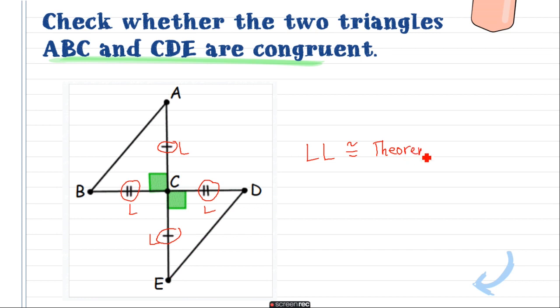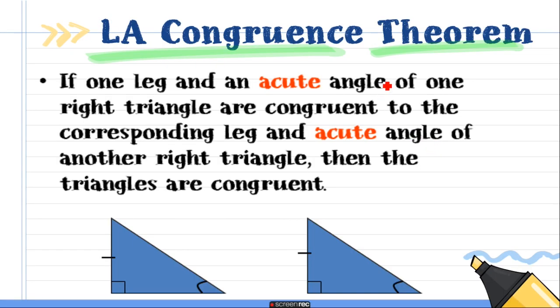Next, the following theorem is the LA Congruence Theorem. What do we mean by LA? If one leg and an acute angle of one right triangle are congruent to the corresponding leg and acute angle of another right triangle, then the triangles are congruent. Now, let's look at these two triangles. This illustrates the LA Congruence Theorem.